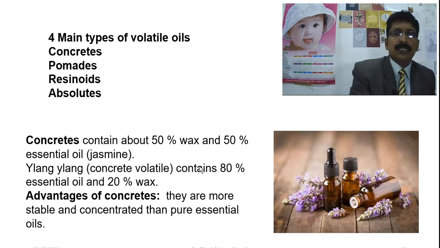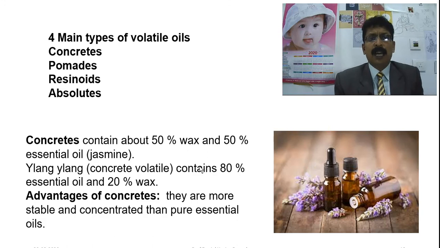And advantages of concretes: they are more stable and concentrated than pure essential oil. So you can say, what is concrete means, you should remember 50% of wax and 50% of essential oil, and we have given some exception like 80% of volatile oil and 20% of wax, that is specifically ylang, that one name which is given from China. But anyhow, concretes means, you can remember, that is 50% of wax and 50% of essential oil.